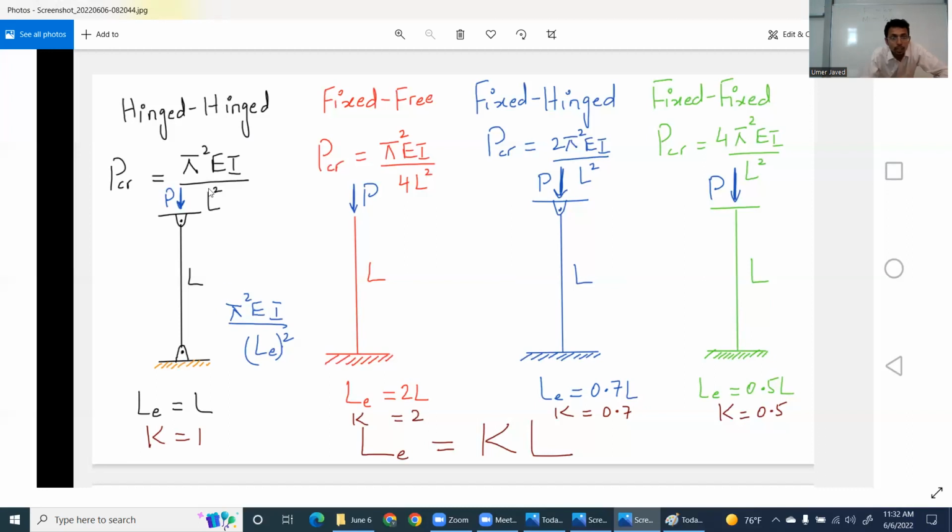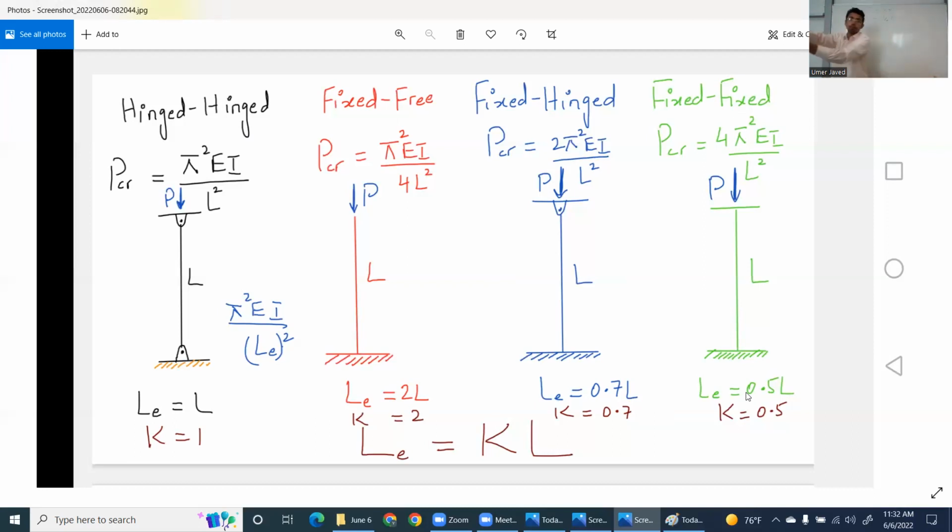Then I change this formula. P critical is equal to pi square EI over LE square, where LE is the effective length. For the hinged case, effective length is L. For the fixed-free case, effective length is 2L. For the fixed-hinged case, effective length is 0.7L. For the fixed case, effective length is 0.5L.